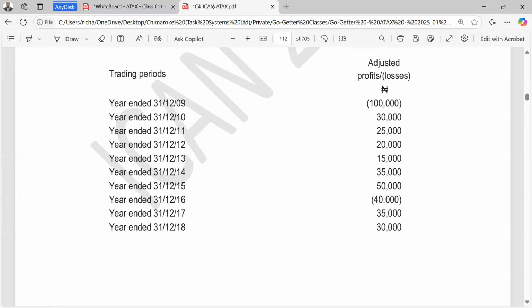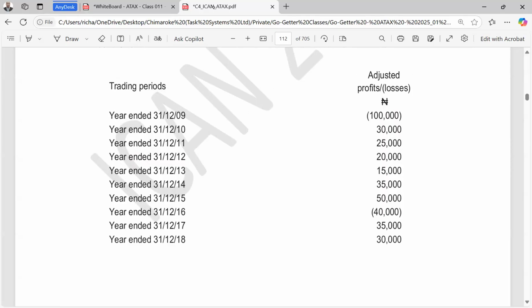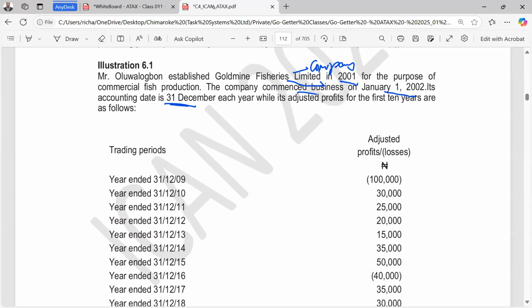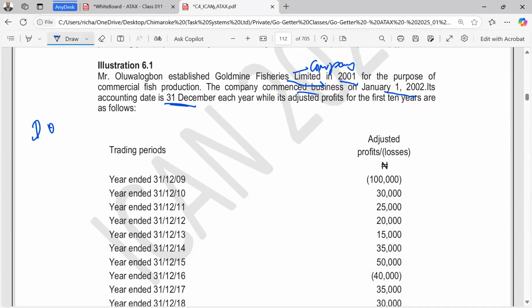Now, in the old regime, for you to know your year of assessment, you need to know the year the business started. The date of commencement is January 1, 2002. So because it was starting business in 2002, this is the main reason for getting your year of assessment.